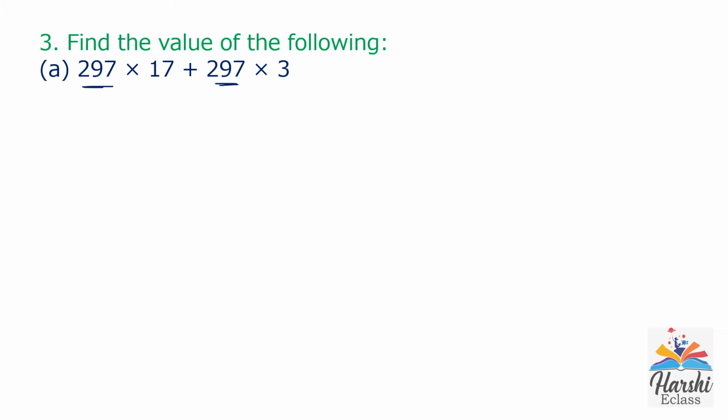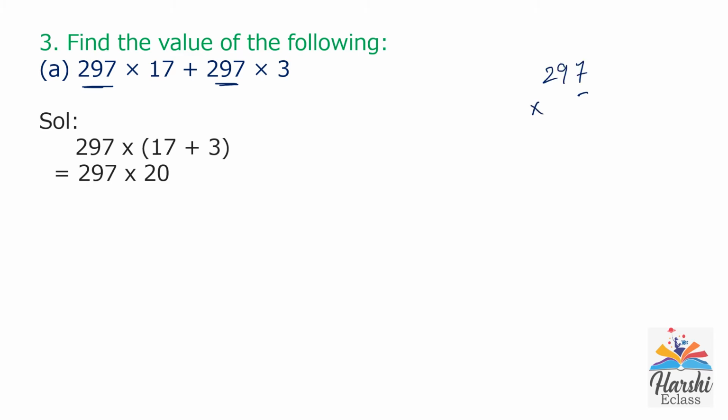So the common number here is 297. So we'll write like this: 297 multiplied by 17 plus 3. We are going to write this 17 and 3 in brackets. Add these numbers. 17 plus 3 is equals to 20. 297 multiplied by 20.